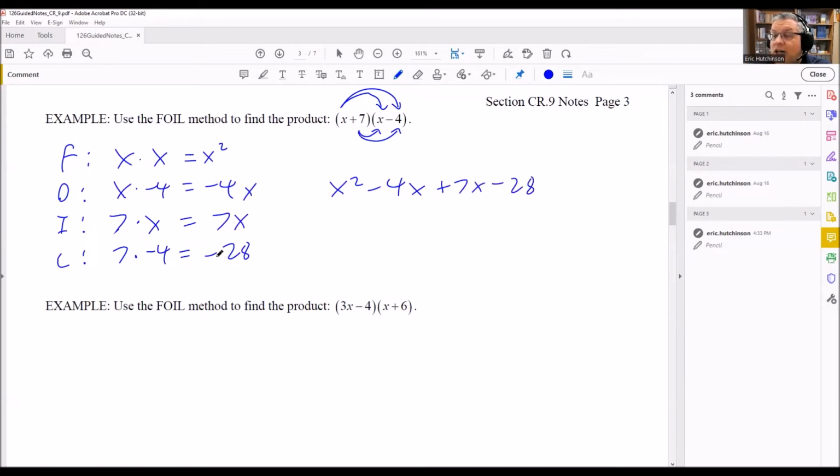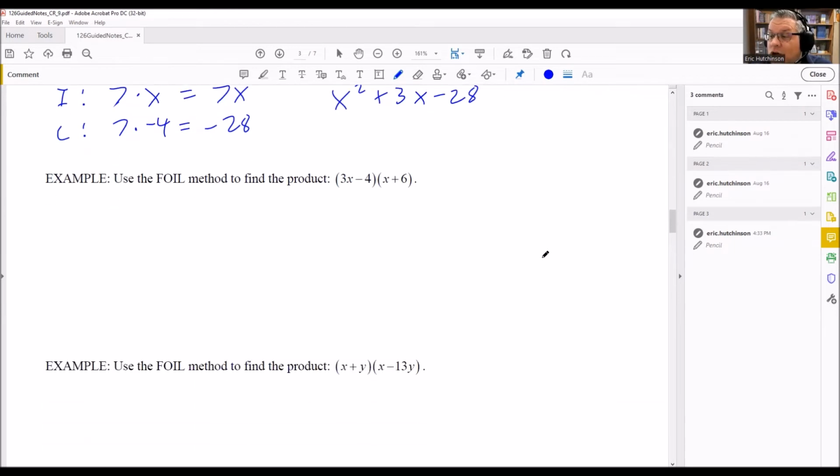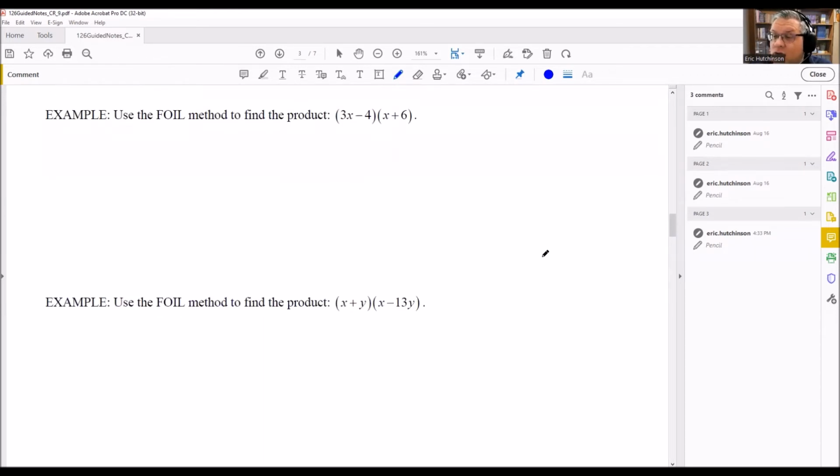So really you're just combining all these together. You're adding them all together. And we can add some like terms. -4 plus 7 would be a 3x. And then we have minus 28. So you have x squared plus 3x minus 28. And that is going to be the product by using the FOIL method. So let's do another couple more examples. We'll do this one next.